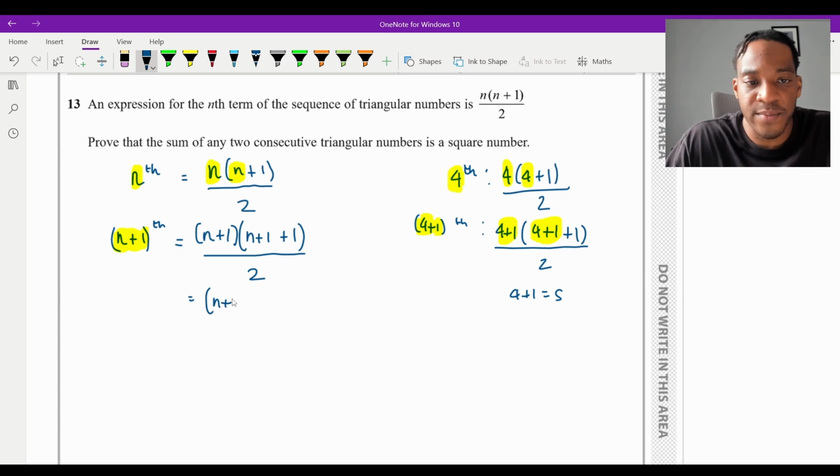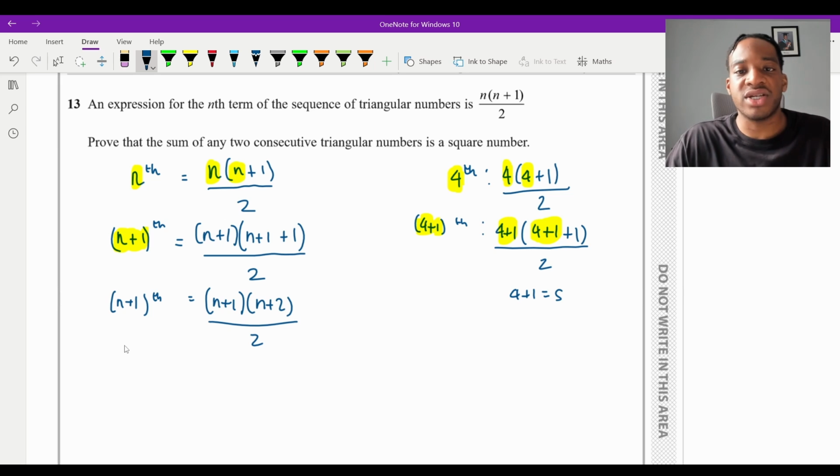Now we can just tidy this up a little bit. So it's going to be n plus 1, and then 1 plus 1 is 2, so it's going to be n plus 2, all over 2. This is the n plus 1th term. So we've got this here.